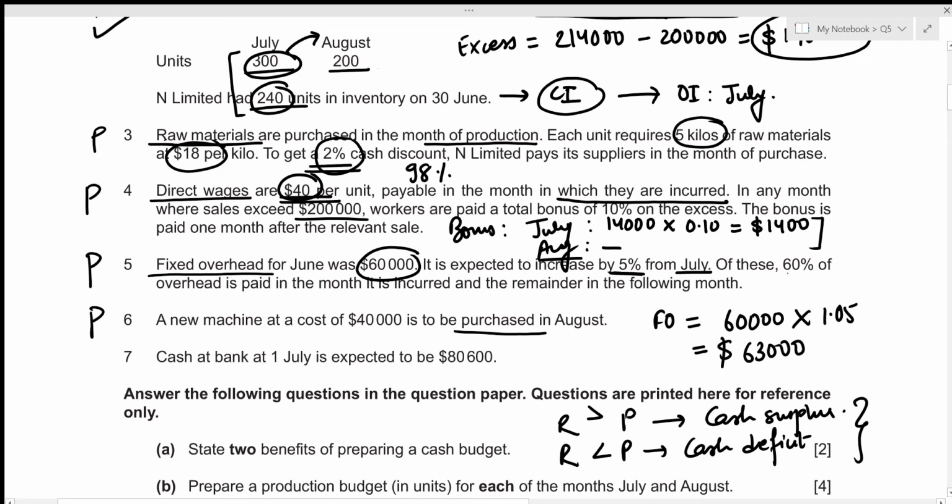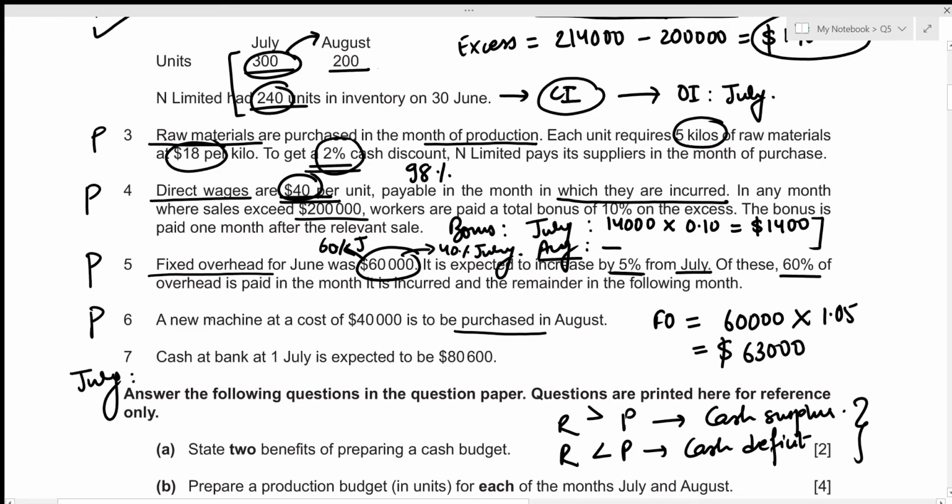Now of these, 60% of overhead is paid in the month it is incurred and the remainder is paid in the following month. So what we know is that the fixed overhead for June is 60,000, and out of this, 60% will be paid in the month of June, whereas the remaining 40% will be paid in the month of July. Okay, so let's figure out the total fixed overheads expense in the month of July.